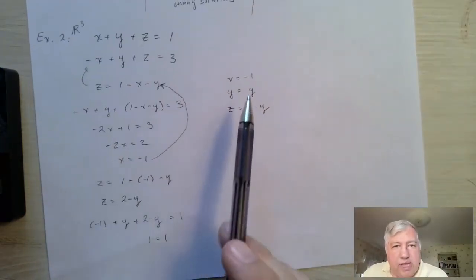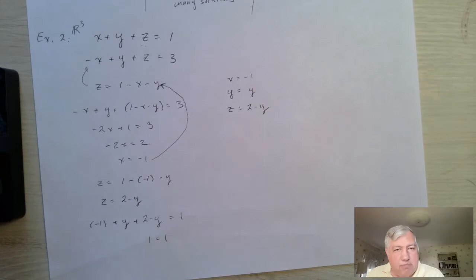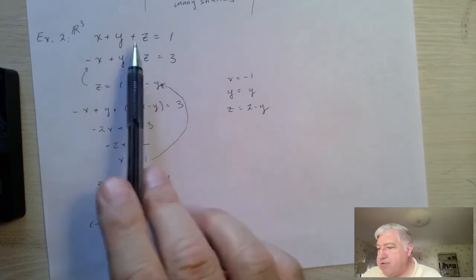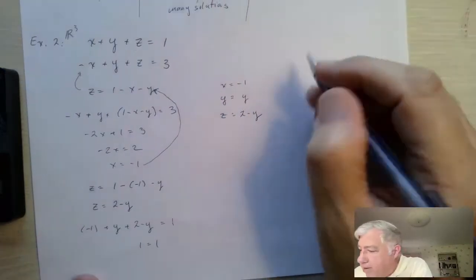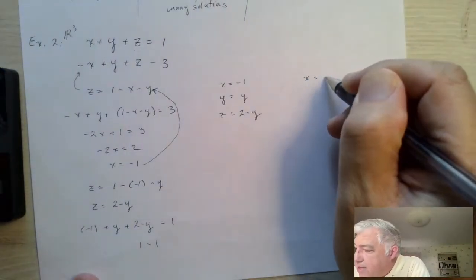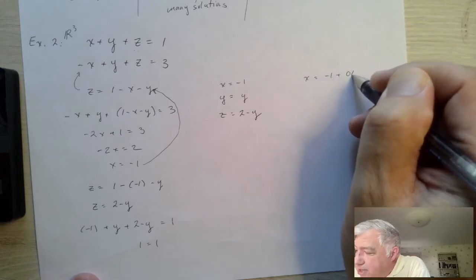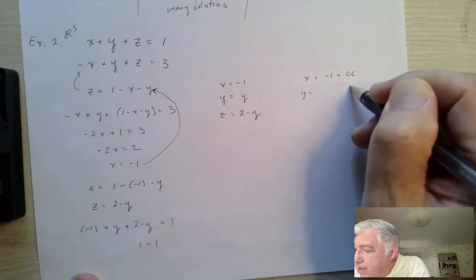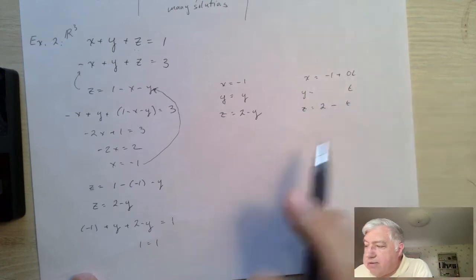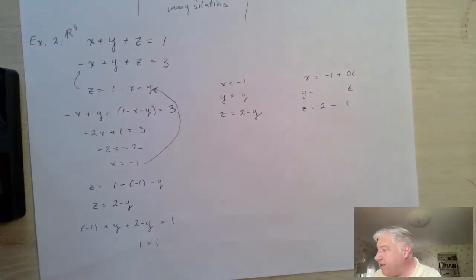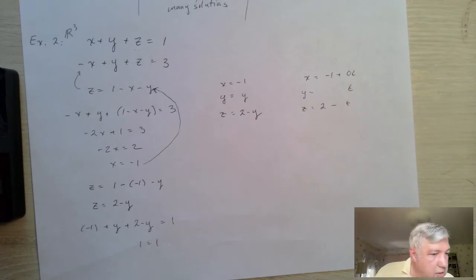And if you were to replace this y with a t over here, these are just the parametric equations of a line. Okay, so we have these two planes intersecting in a line, and the line is given by this, right? In particular, we could write this as x = -1 + 0t, y = t, and z = 2 - t. That would be the line of intersection. Okay, let's look at another case.